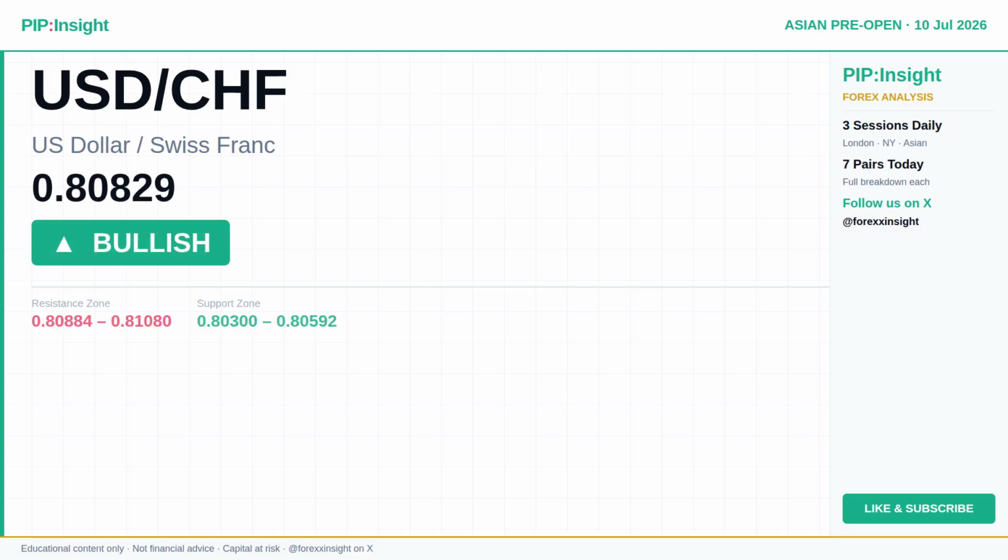Dollar Swiss. The chart is showing bullish structure on this session. The 1 hour is also pointing higher. Resistance is marked between 0.80884 and 0.8108. Support is marked between 0.803 and 0.80592. Here is the full chart breakdown.